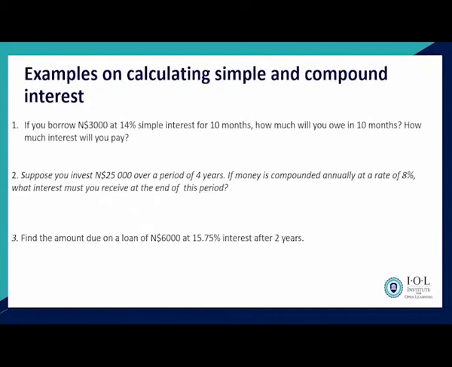This is the interest you are calculating, not the whole amount that you pay back. Suppose you invest 25,000 over a period of 4 years. If money is compounded, you can see that word compound, this is compound interest, at the rate of 8%. What interest? Not the whole amount, but the interest that you receive. Find the amount due on a loan of 6,000 at 15.75% interest after 2 years. If they did not specify compound or simple, if it just says interest, you should know that you have to work with simple interest.